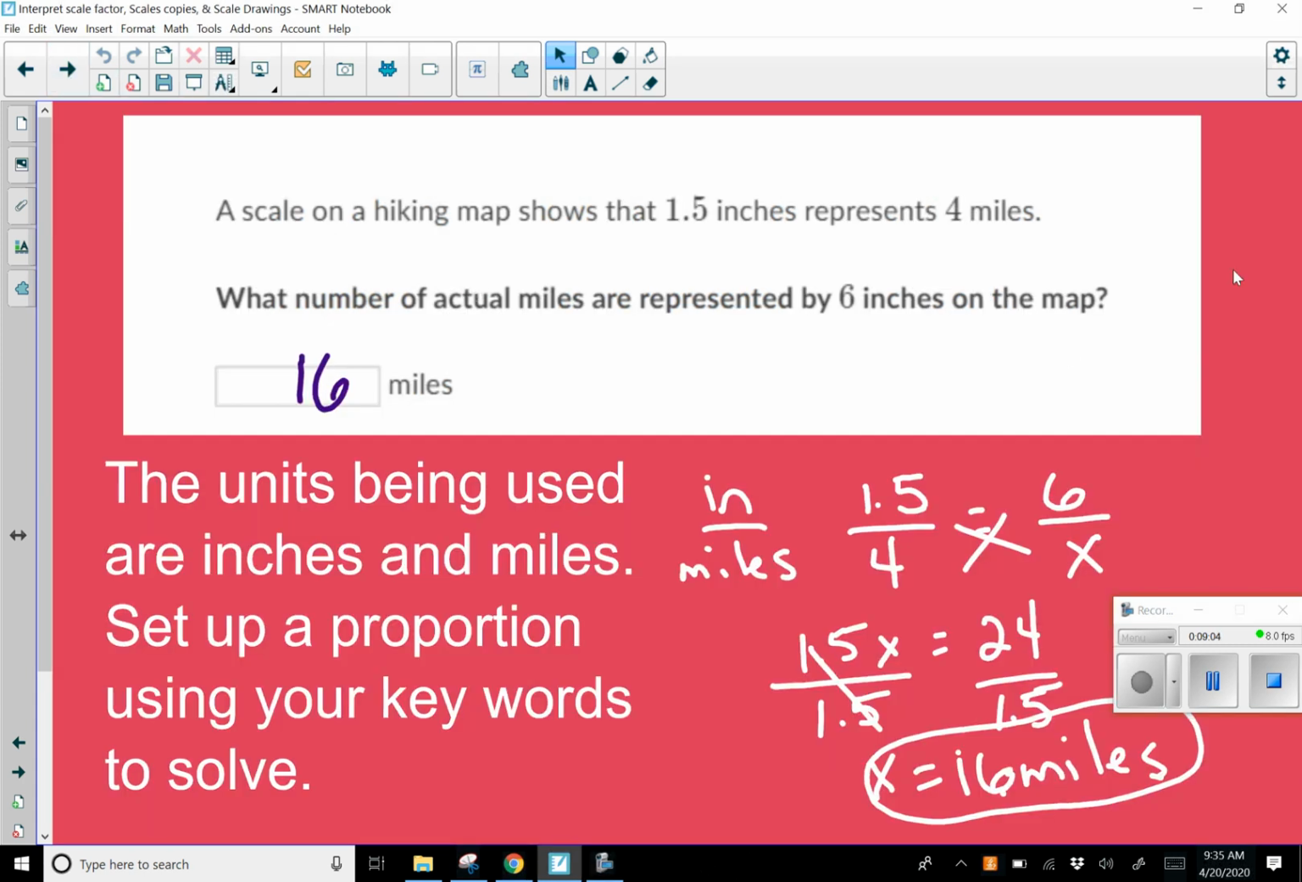A scale on a hiking map shows that 1.5 inches represents 4 miles. What number of actual miles are represented by 6 inches on the map? Here they're giving you inches and miles, so you'll notice I wrote my keywords down, inches over miles. So my first ratio is my scale, 1.5 inches for 4 miles, and that equals 6, since that's inches. That's going to go on top, and x goes on the bottom. 1.5 times x is 1.5x. 6 times 4 is 24, and then I'm dividing both sides by 1.5 to give me x equals 16 miles.